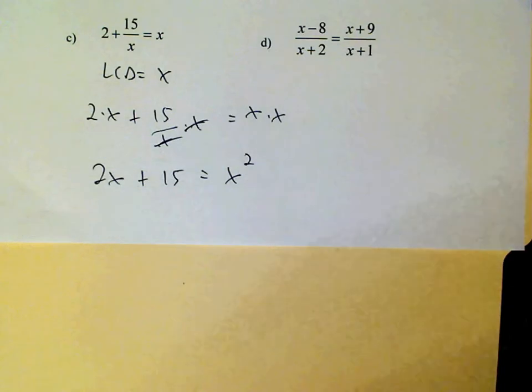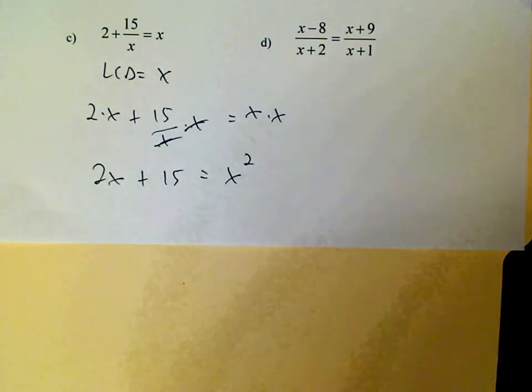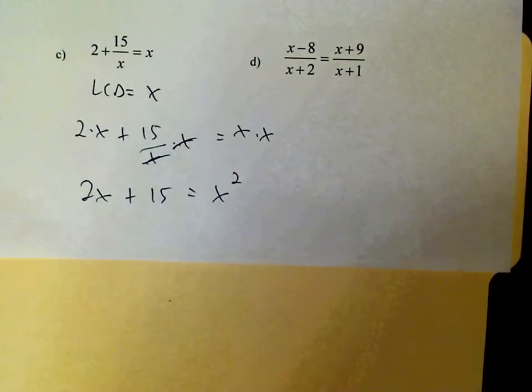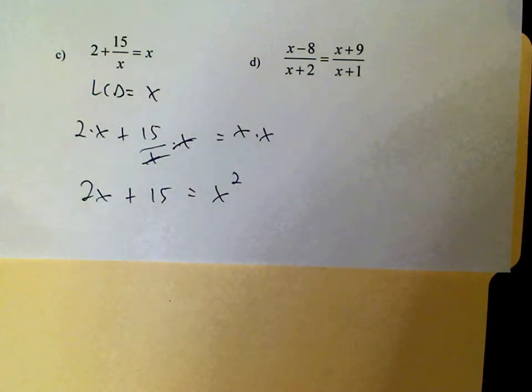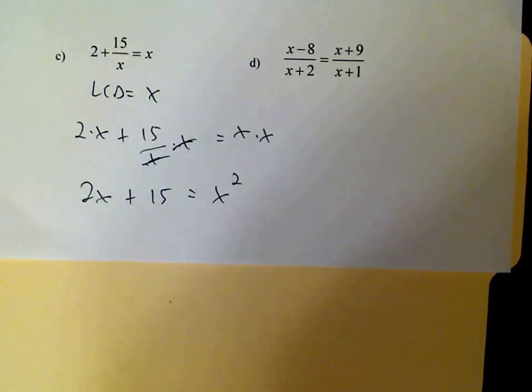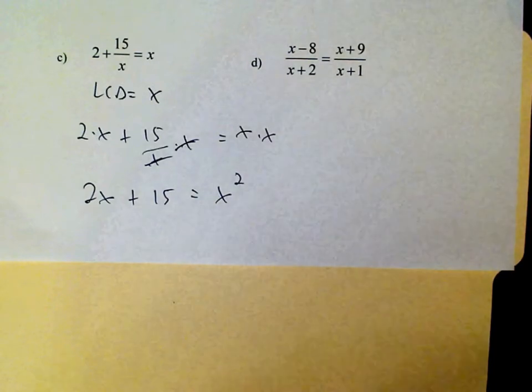Well, looks like they're getting a little bit more difficult as we go. That's to be expected though. Let's look at x minus 8 over x plus 2 equals x plus 9 over x plus 1.